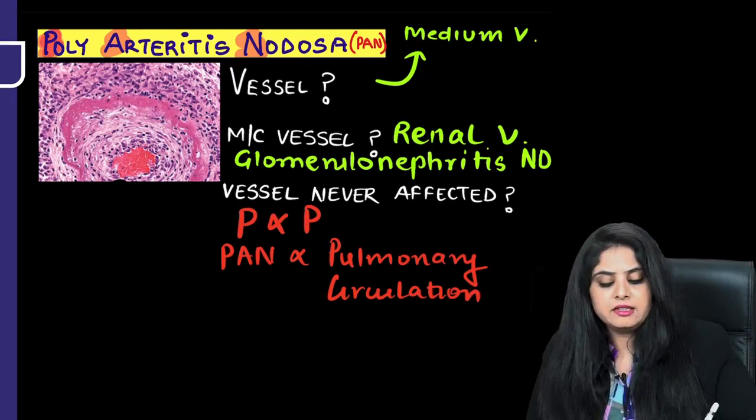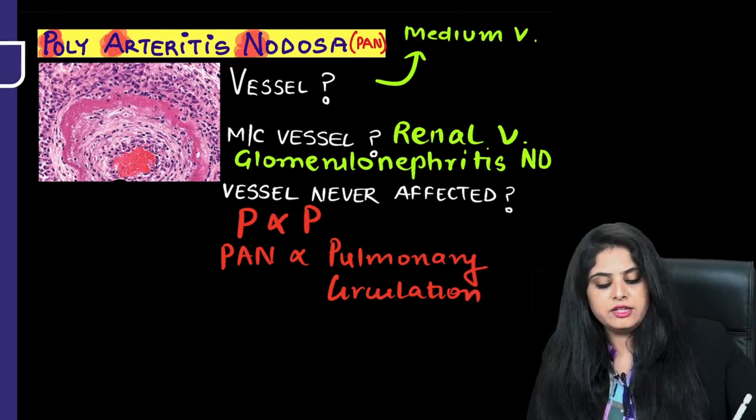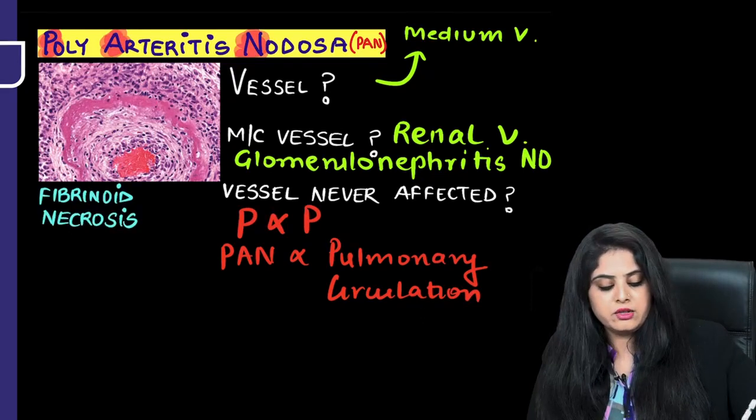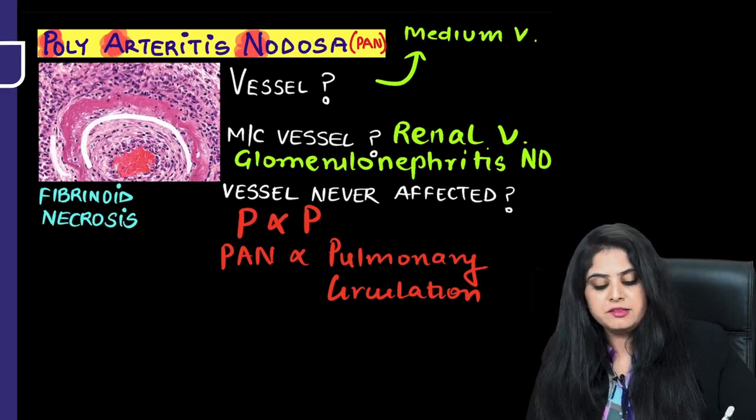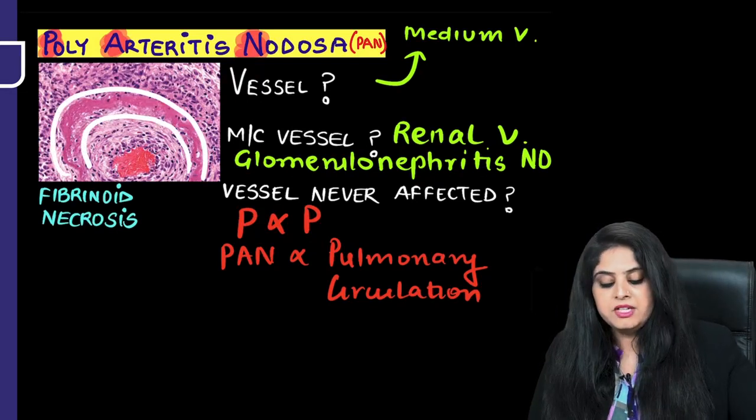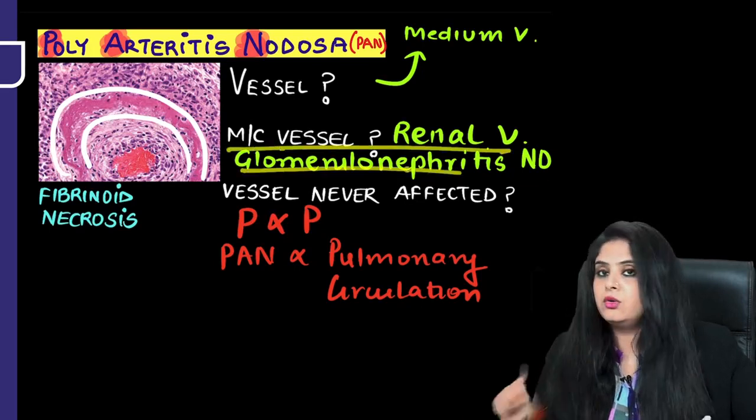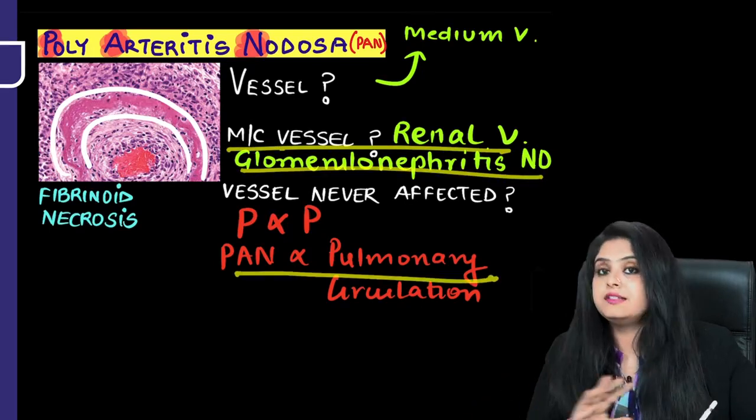Remember all these 3-letter things, polyarteritis nodosa, used to show you fibrinoid necrosis, which you can very well see as a pink color band over here. Simple. So yes, it involves renal vessels, but no glomerulonephritis. Pulmonary is never ever involved.